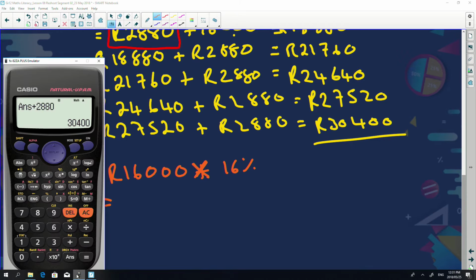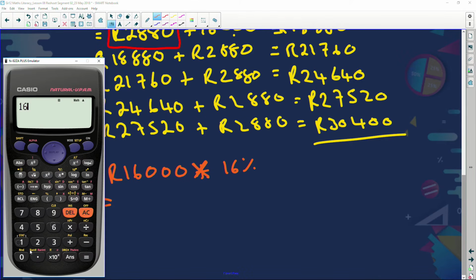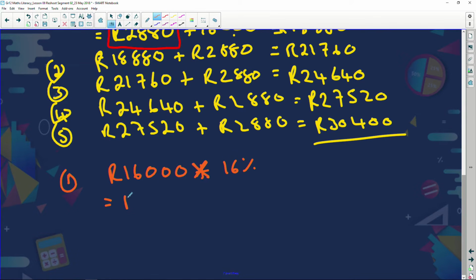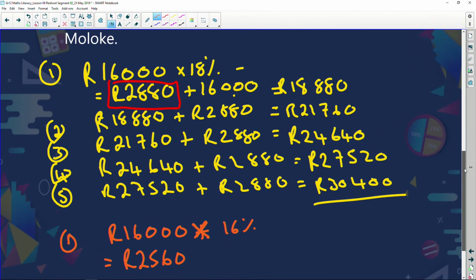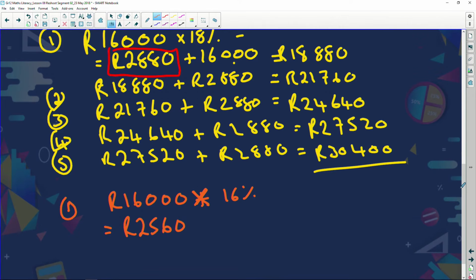Let's clear our calculator, and I'm going to say 16,000 multiplied by 16%, and I get an answer of 2,560. So I look at this and say, hey uncle, you charged me in my first year 2,880. The bank's only charging me interest of 2,560. The bank is looking good.